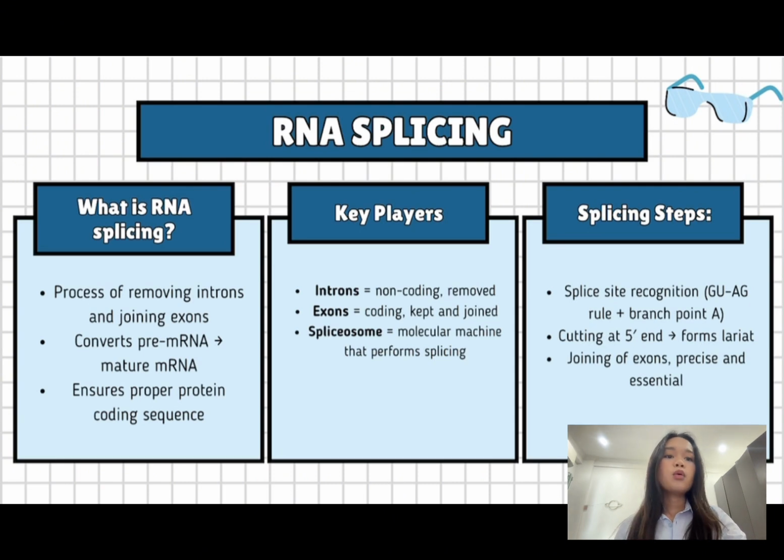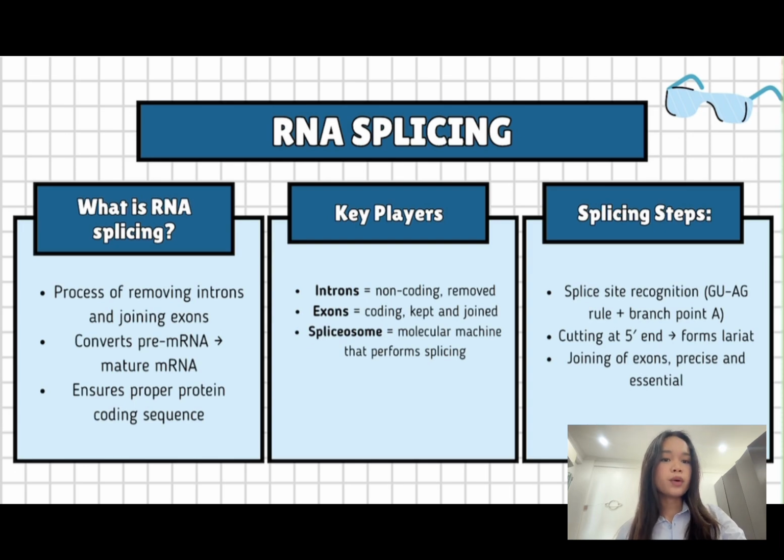Second is cutting. Once these sites are recognized, the spliceosome orchestrates two sequential cutting reactions. First, the 5' end of the intron is cut, and this end then loops back and attaches to the branch point A, forming a lasso-like structure called a lariat. Next, the exon joining. The 3' end of the intron is cut, releasing the lariat. Simultaneously, the two neighboring exons are ligated, or joined together, with extreme precision. This ensures that the genetic code remains in the correct reading frame.